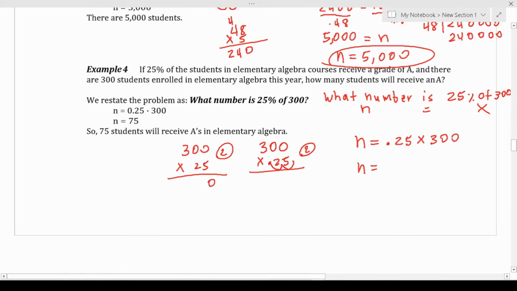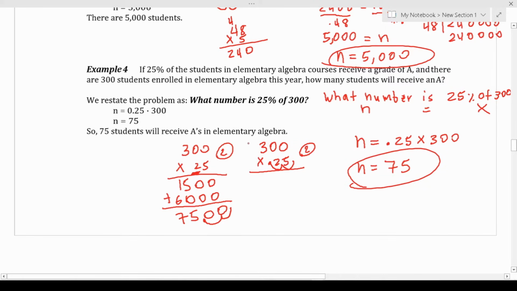0 times 5 is 0. 0 times 5 is 0. 3 times 5 is 15. Before we start multiplication with this 2, add in a 0 placeholder. 2 times 0 is 0. 2 times 0 is 0. 2 times 3 is 6. Let's add. 0 plus 0 is 0. 0 plus 0 is 0. 5 plus 0 is 5. 1 plus 6 is 7. Bring our 2 decimals back in. 1, 2. So we can see n is 75. So that's going to mean 75 students will get an A in elementary algebra. Okay?